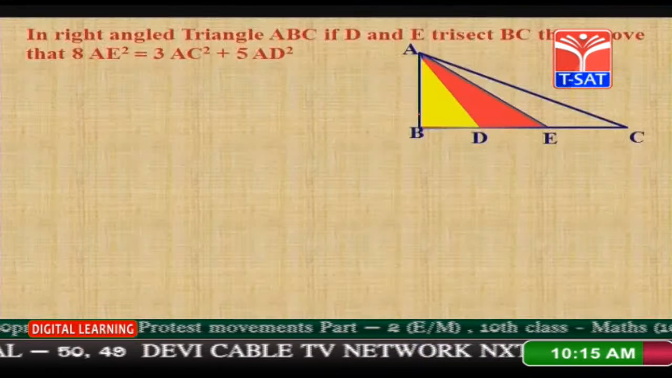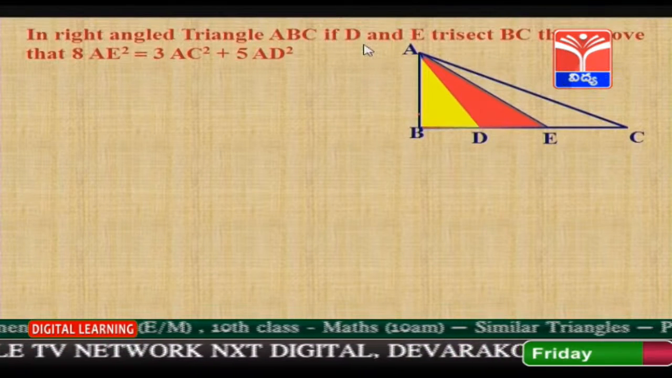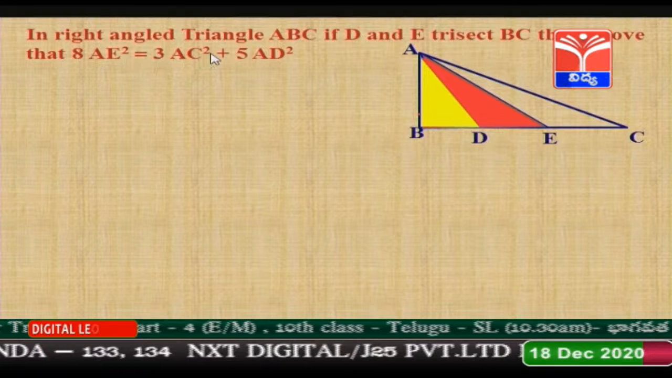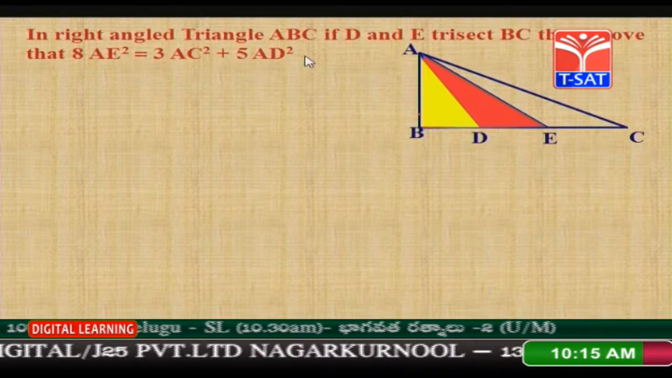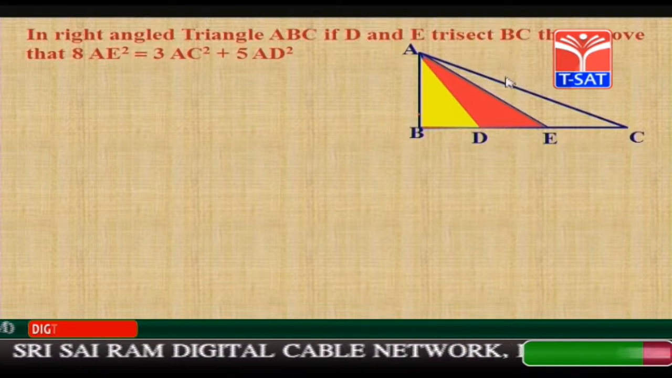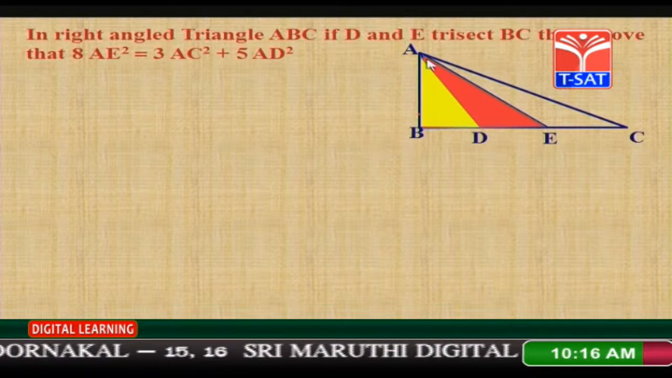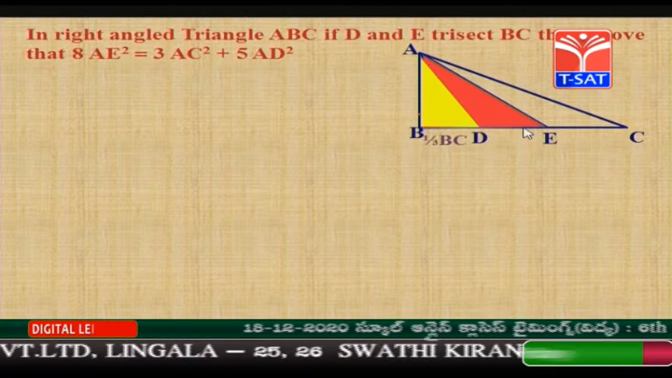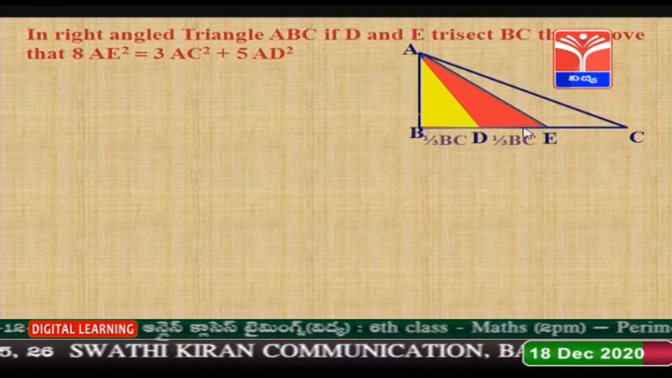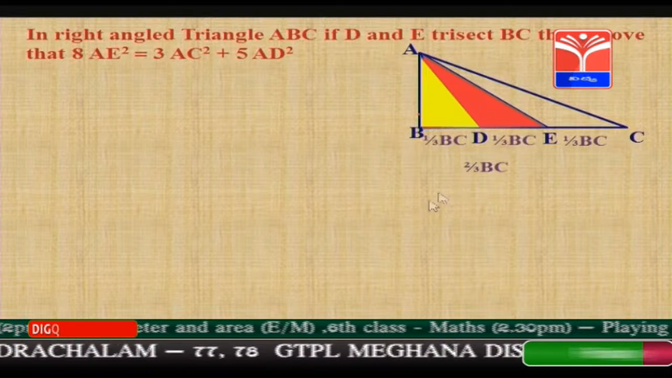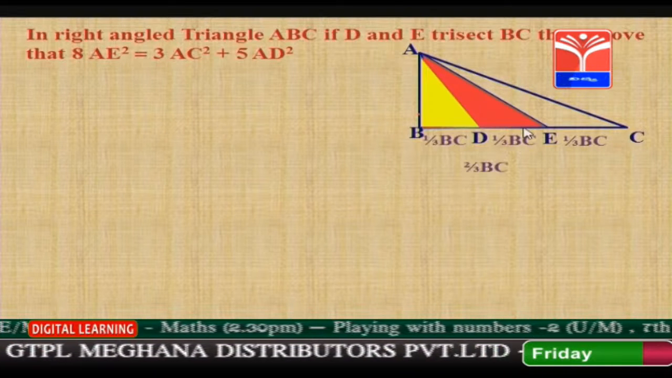In right angle triangle ABC, if D and E trisect BC, then prove that 8 AE square is equal to 3 AC square plus 5 AD square. See here, ABC is a right angle triangle given, and D, E trisect means they divide BC in 3 equal parts. Now, I am considering this triangle and this other triangle. Let me redraw them. First, BD is equal to 1 by 3 BC, DE is equal to 1 by 3 BC, and EC is also equal to 1 by 3 BC, and BE is equal to 2 by 3 BC.